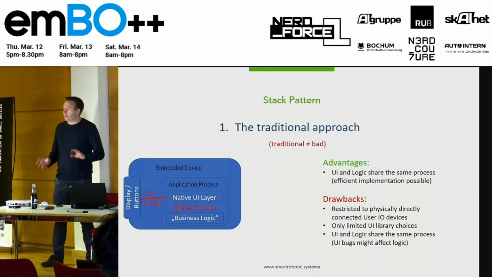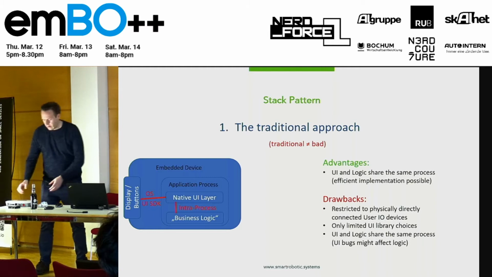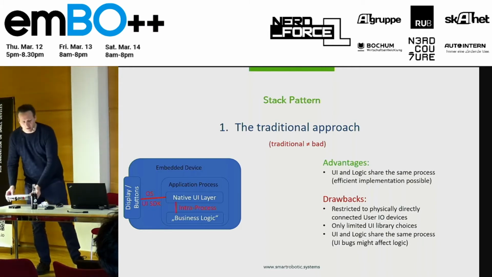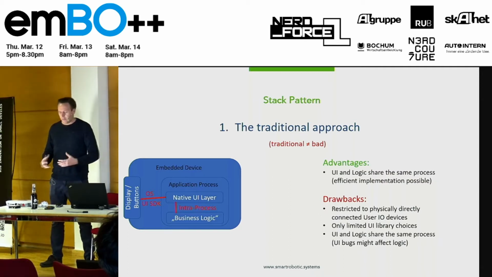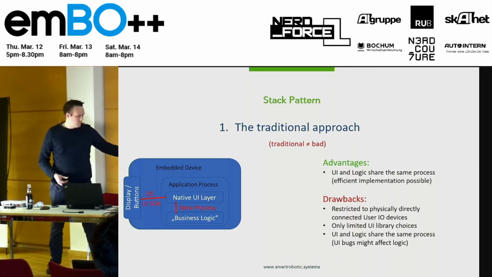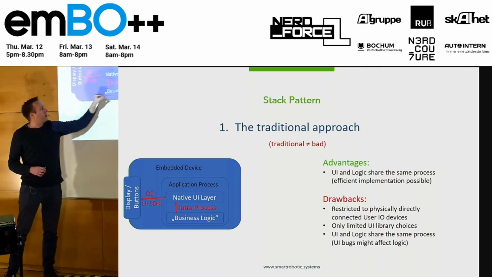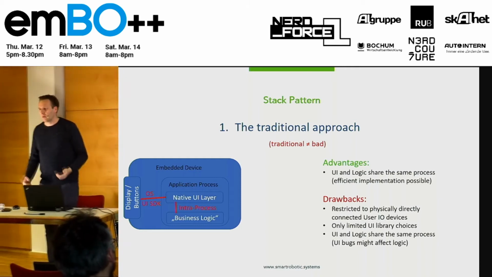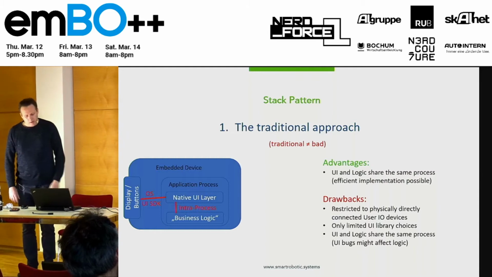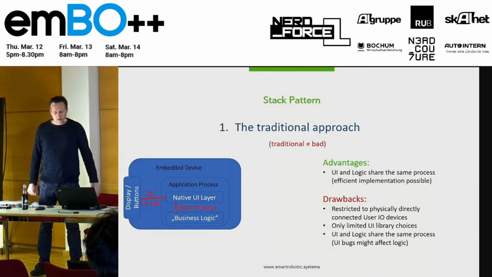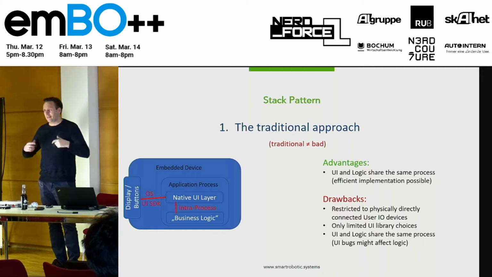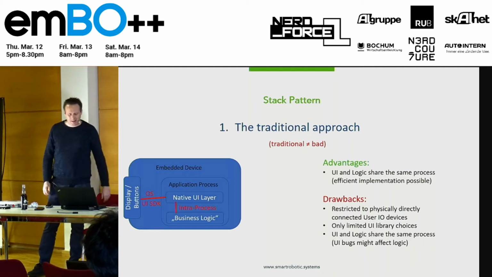So the traditional approach, and I didn't write old or bad approach, would have been to have some kind of display here and use a native interface. So basically you might have some application process, and in that process you have your UI layer and you have the business logic, which is the drone control system in our system. The advantage, of course, is that it's kind of easy. The UI and logic share the same process, so you can implement that efficiently. At least the implementation is efficient, meaning the time you take as a programmer.